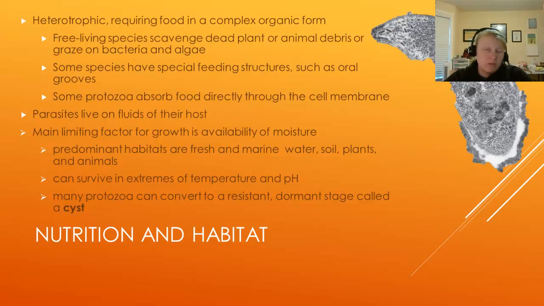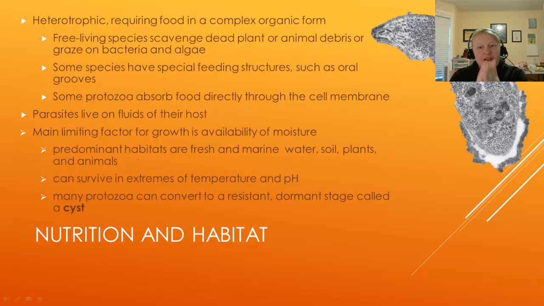Now, what would be the most limiting factor for these cells, thinking about the way that they live? Their limiting growth factor is availability of moisture. So they generally live in fairly moist environments, such as fresh and marine water, soil, plants, and animals. But if water is readily available, they can live in very high temperatures or very low temperatures and very extreme pHs. And protozoa can also create a spore-like structure known as a cyst, and we're going to talk about that here in just a minute.